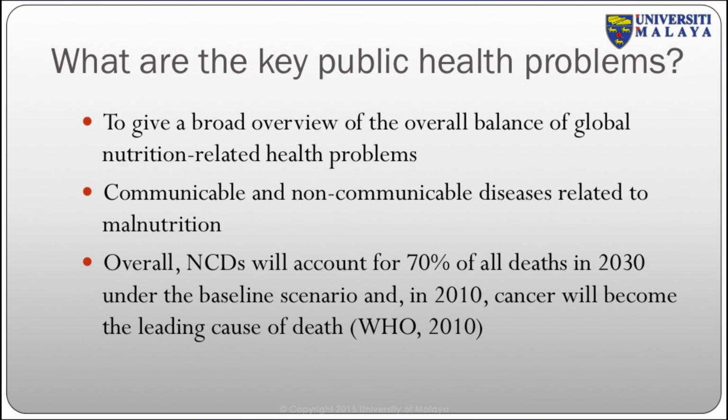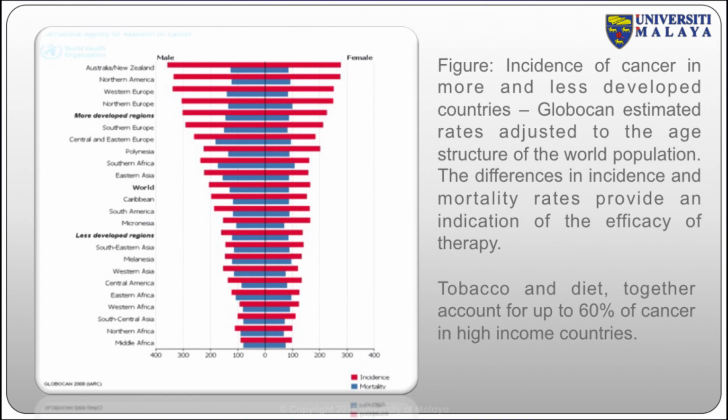As you know, in Malaysia, we are currently experiencing a double burden of diseases. I'm taking the example of children in Malaysia. Although about 5% from the National Health Morbidity Survey are still underweight or undernourished, we still have an escalating problem of childhood overweight and obesity. It is expected that approximately 70% of all deaths in 2030 will be due to non-communicable diseases. For example, in this slide, tobacco and diet together account for up to 60% of cancer in high-income countries.